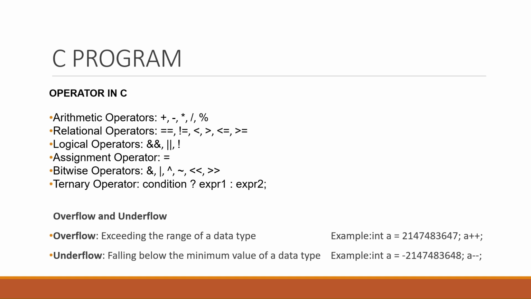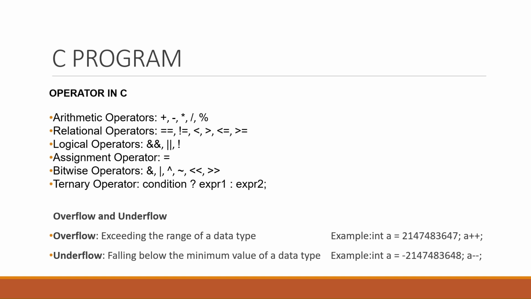Next, logical operators are used when we require true or false based output. Assignment operator, bitwise operator, and ternary operator, with output only 0 or 1. Overflow and underflow. Overflow is exceeding the range of a data type. Underflow is falling below the minimum value of a data type. Examples are listed here.